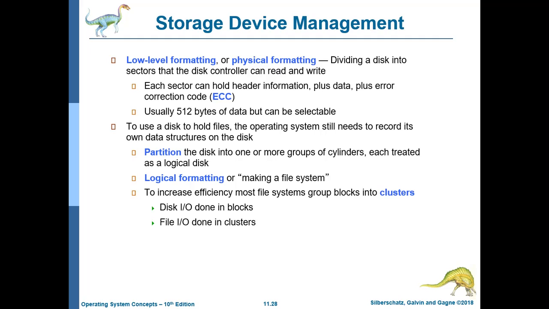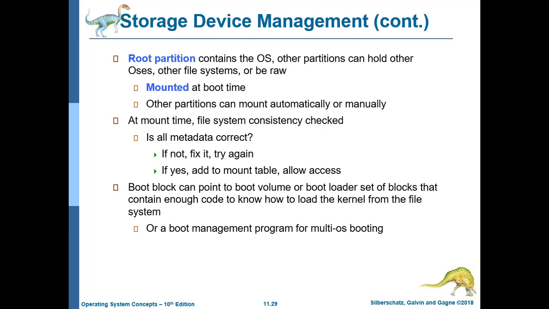To increase efficiency, most file systems group blocks into clusters, because disk I/O is done in blocks and file I/O is done in clusters. Next, the root partition contains the OS. Other partitions can hold other OSs or other file systems. So the meaning of root partition is that it contains the operating system.